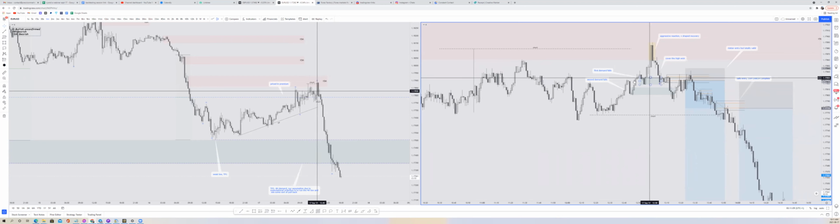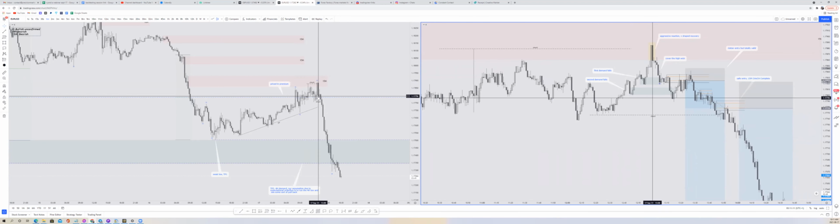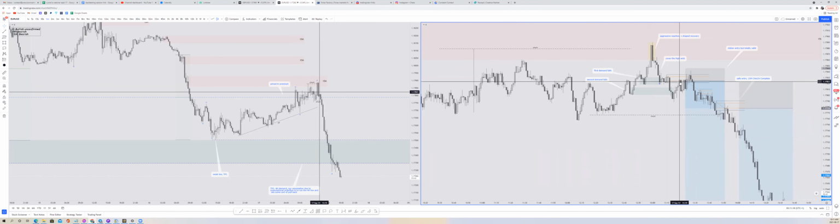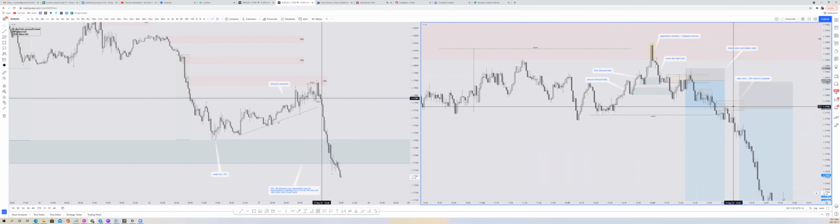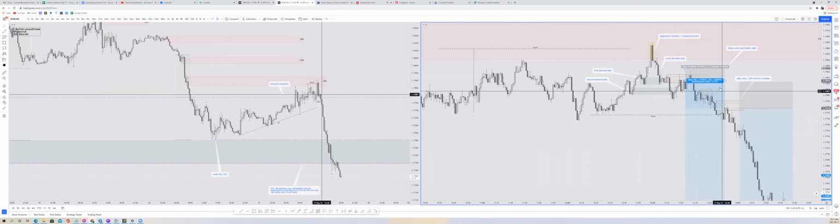If you want some more confluence, we look at the 15. Well, you get a bearish engulfing candle on the 15. That's also more confluence. If you're still not sure and you don't want to enter here, you wait for the 15 chalk to complete, and that's your safer entry. And then obviously your 15-second entries are in here, but you don't need those to be profitable.